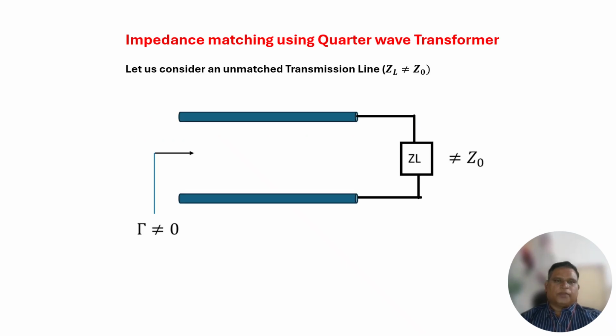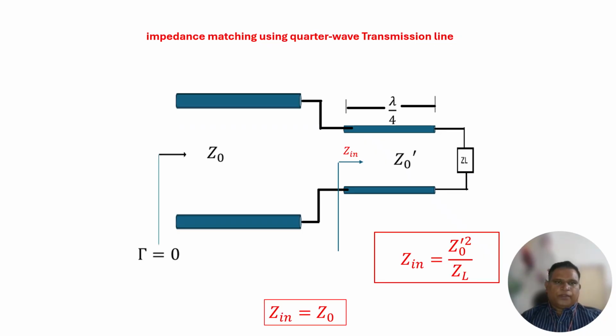What is a quarter wave transformer? The impedance matching using a quarter wave transformer is shown here. Let us consider an unmatched transmission line where the load impedance is not equal to the characteristic impedance of the transmission line. That is, ZL is not equal to Z0. Therefore, the reflection coefficient is not equal to 0. In this condition, impedance matching is achieved by using a quarter wave transformer line, a quarter wave transmission line. The length of the transmission line is lambda by 4 here.